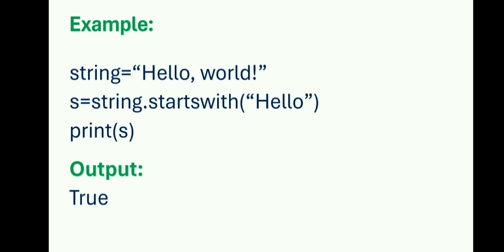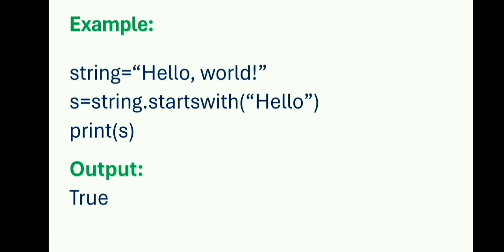Example 1. In this example, we assign the string value hello world to the variable string. In the following statement, we apply the string startswith method to this string by passing the substring hello as an argument and store the result in a variable s. Then the print statement print s prints the return value of startswith method. The output of this example is true because the string begins with the substring hello.